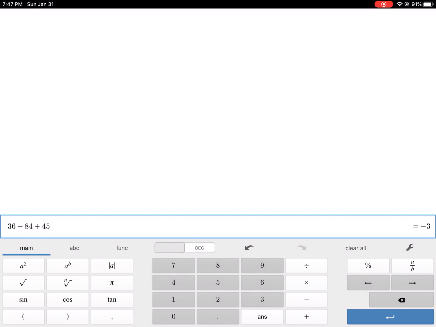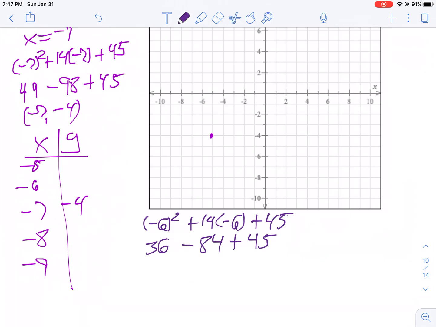We get -3. So I'm at -6. I'm going to be at -3. Well, I'm at -4. I'm going to be at... oh, I didn't graph that right, did I? Sorry about that. Let's try that again.